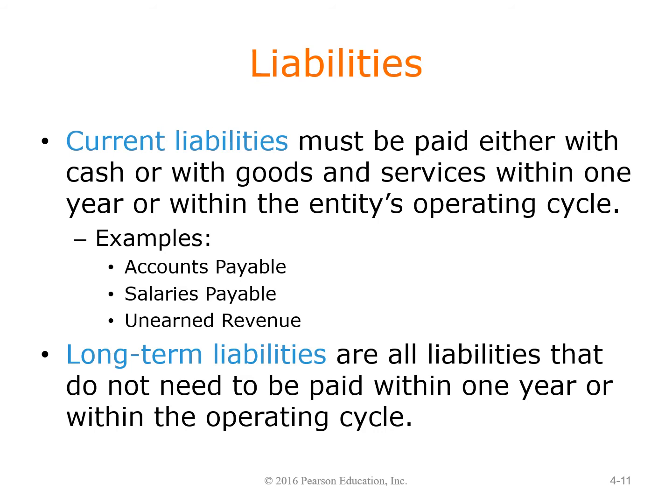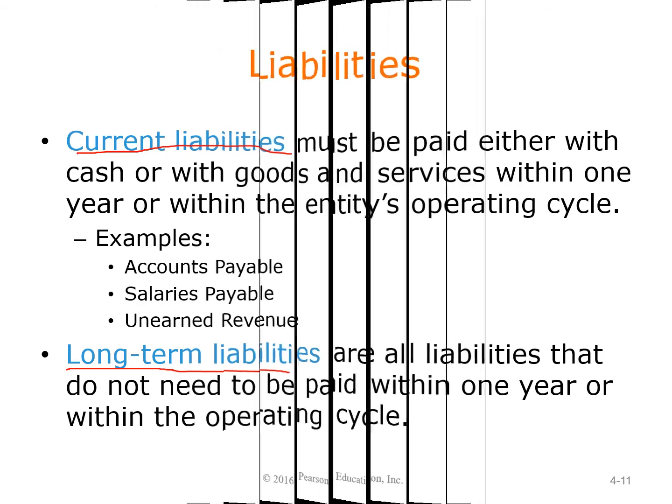If you are going to pay this liability within 1 year or the operating cycle, it will be considered current, short term. But if it's going to take more than 1 year or more than the operating cycle, then I will say that this is a long-term liability. The current liabilities are to be paid within 1 year or less. The long-term liabilities are to be paid in more than 1 year or the operating cycle.